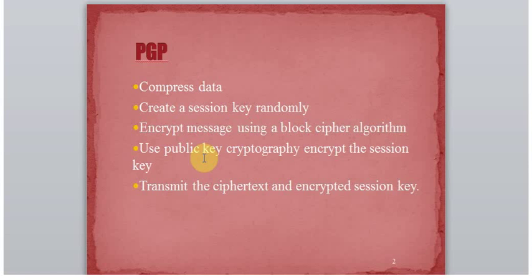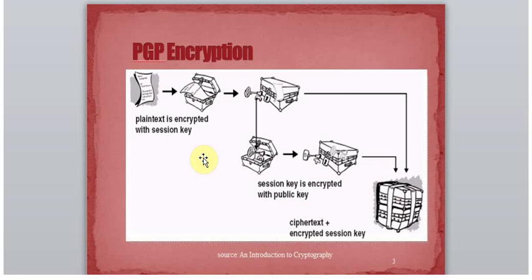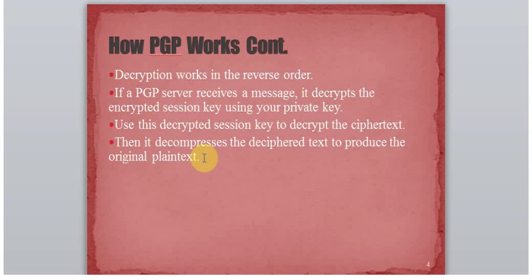Basically, the working of PGP can be explained as follows: it compresses the data and then creates a session key randomly. The encryption of the message is done using a block cipher algorithm, and then it uses public key cryptography to encrypt the session key. Together, the ciphertext and the encrypted session key are transmitted over a network. As you can see in the diagram, the plain text is encrypted with a session key, and then the session key is encrypted with the public key, and both the session key and the ciphertext are transmitted to the network.